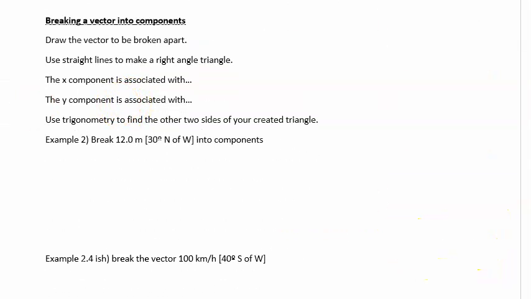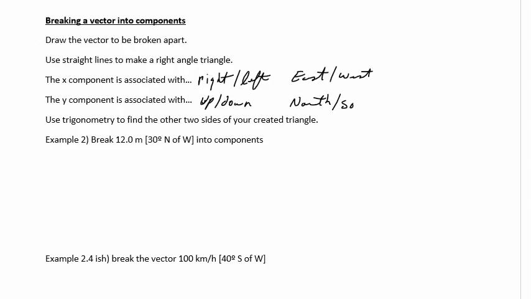Now, sometimes we're going to have vectors that are not straight in that x and y plane, and we're going to need to break them up into different components. And so we're talking about breaking this vector up into its pieces. Essentially, the x component is going to be associated with whatever is in the right-left direction, or the east-west direction, where the y component is usually associated with the up-down, or the north-south.